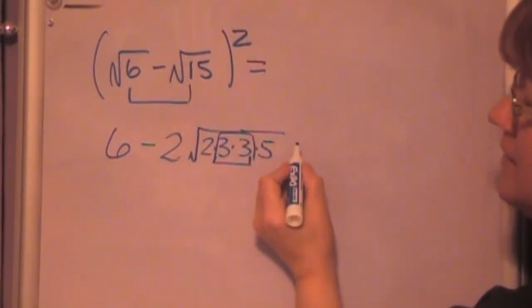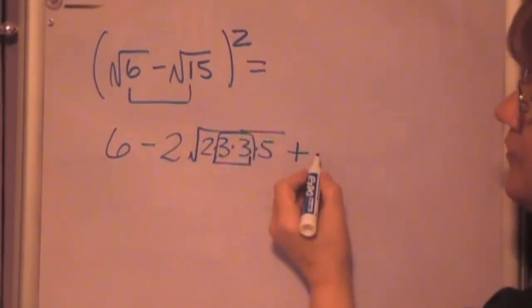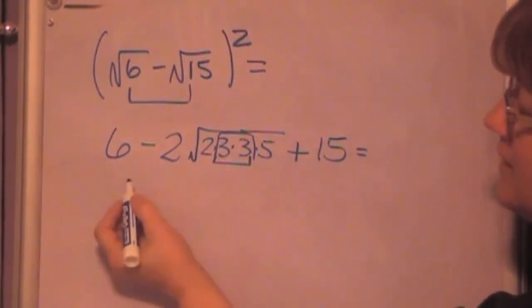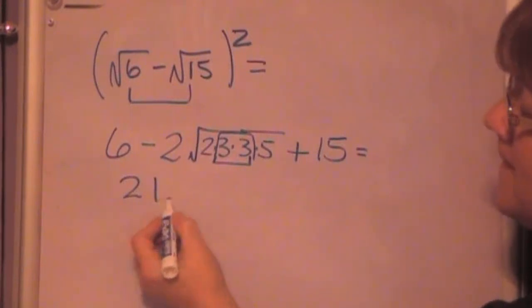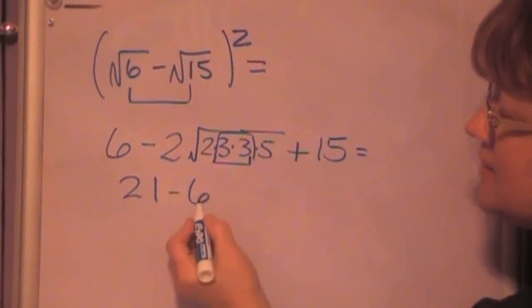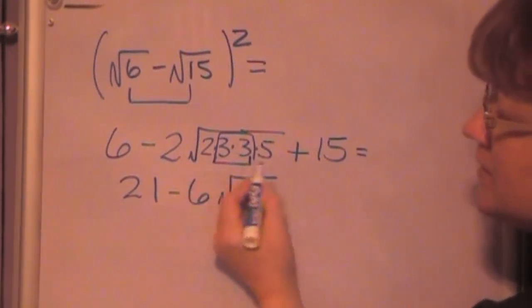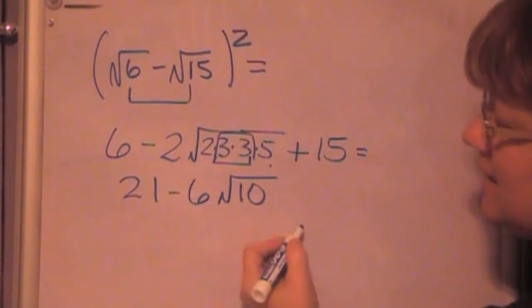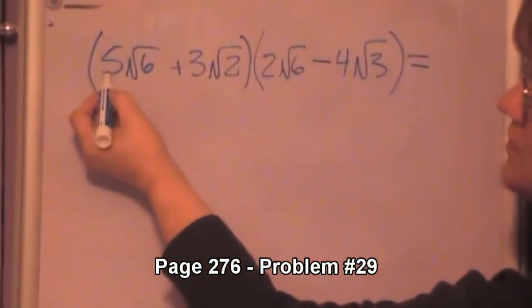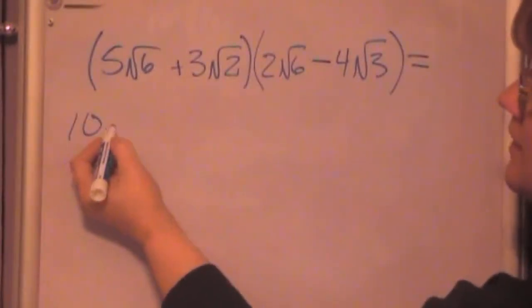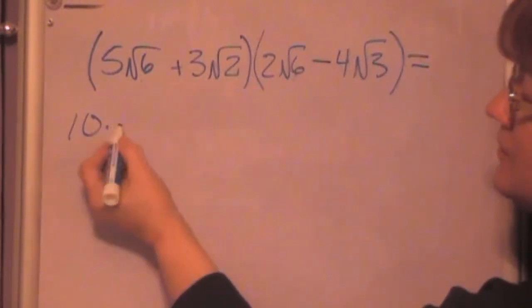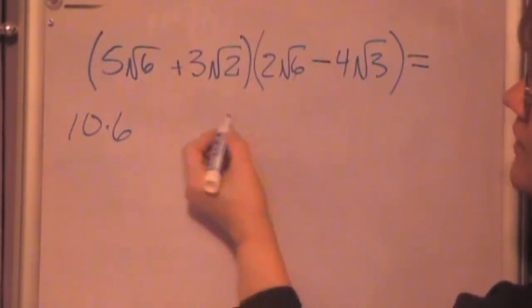Plus, remember, a negative times a negative is a positive. Root 15 squared is just 15. So now I end up with 21 minus, now when this 3 comes out, it gets multiplied by this 2, and I get 6 root, whatever's left is 2 times 5, which is 10. Okay, the first terms. Multiply your outside numbers first, 10, and then root 6 times root 6 is going to get 6.